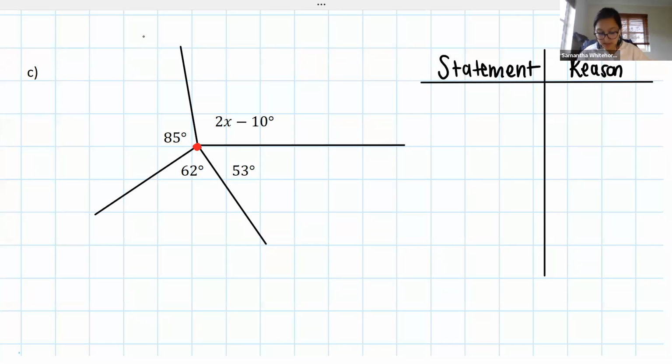Remember your reasons, guys. This is geometry, so we do need to give reasons. Remember your inverse operations. All you're basically doing is solving an equation.